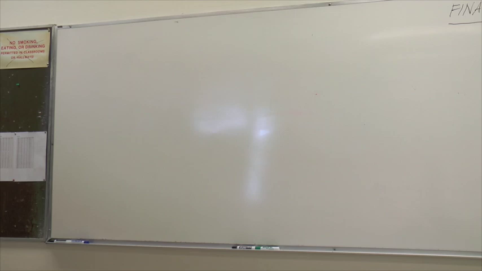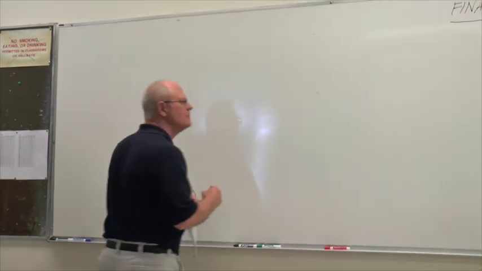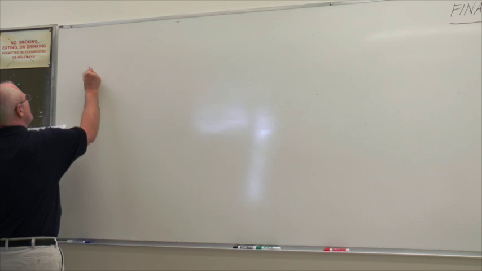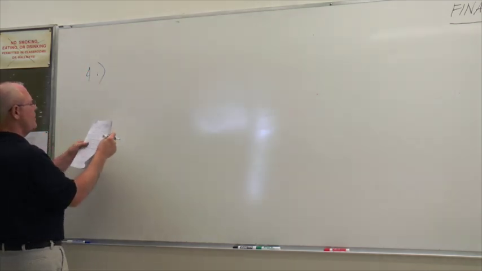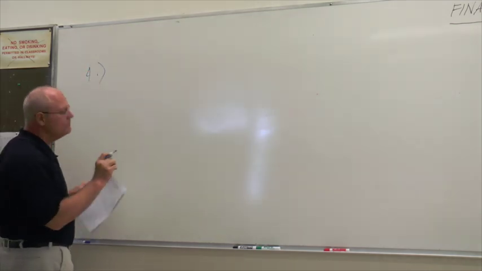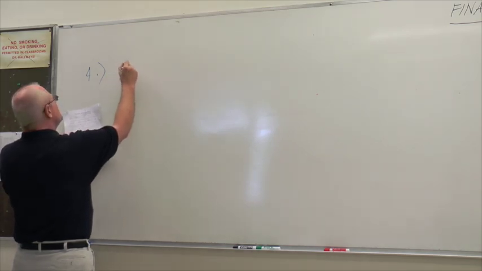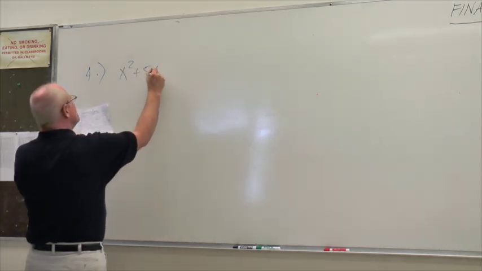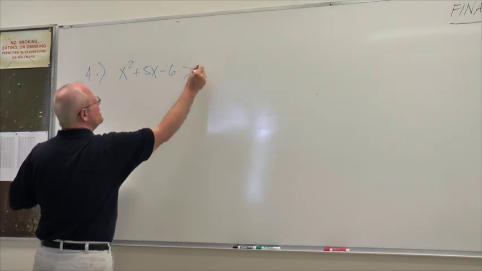All right, very good. So far we've dealt mostly with polynomials, that type of thing. Okay. So, number 4 is a little different. Number 4 is talking about an inequality, right? So we have x squared plus 5x minus 6 is greater than 0.